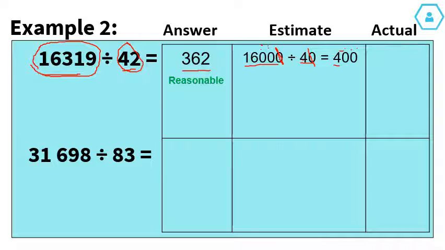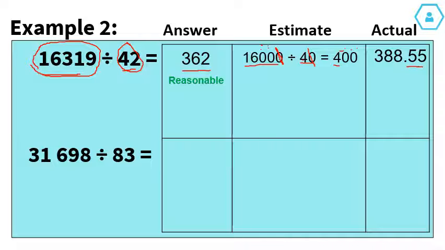362 is relatively close to 400 because we're dealing with hundreds now, and it's only 38 away. So it's actually quite close. And the actual answer is in between these two numbers. It's 388.55.